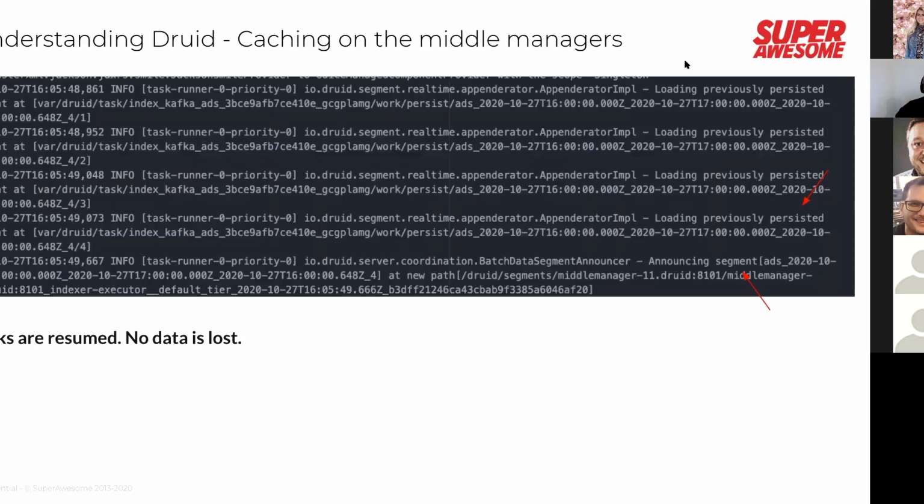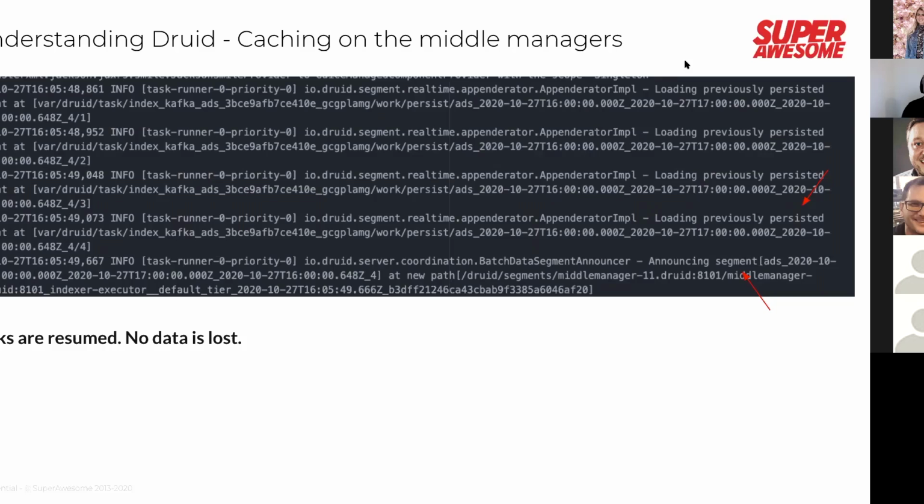It's the same for the middle managers. So I mentioned earlier that those tasks often last for 1 hour, but during that hour, Druid regularly persists the data on disk, so that if you kill a middle manager, when it restarts, it will look at the data that is already on disk. It will load those partially created segments. It will announce that it has them, and it will continue indexing from where it stopped.